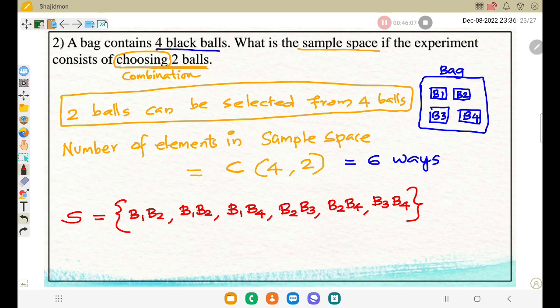So the number of elements in the sample space means combination of 4 total balls, 2 selecting at a time. So 6 ways, so 6 elements will be there. Once we calculate the number of elements first, you can write the sample space options very easily. So this is the question. Hope you understood that one. So that word choosing, be very careful. If 1 ball is chosen, no problem. 2 balls or 3 balls or 4 balls being chosen means we need to take the combination. So this is the idea here.